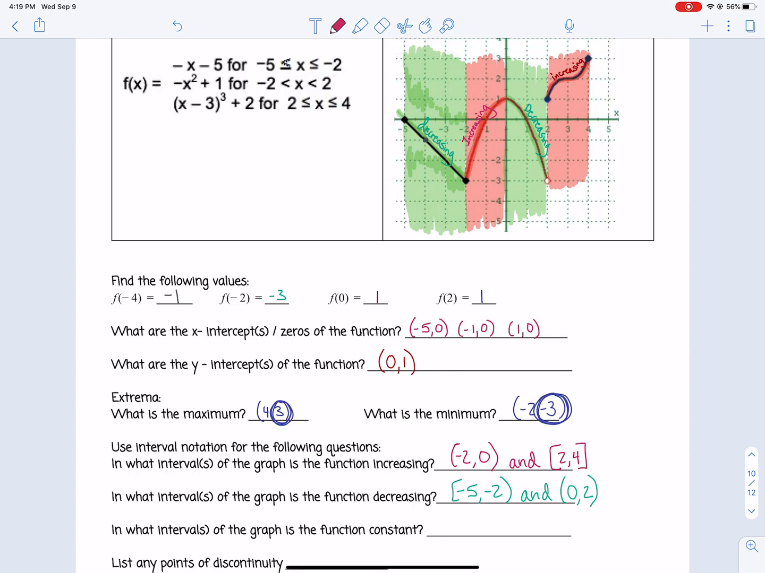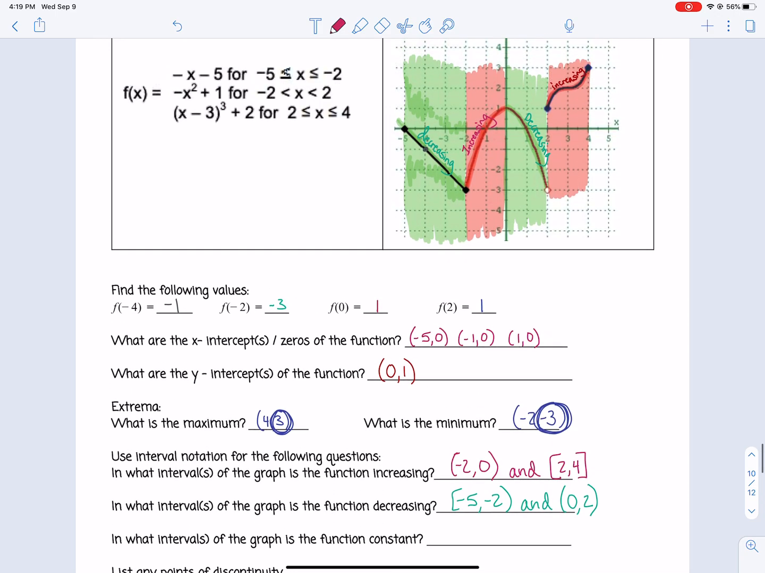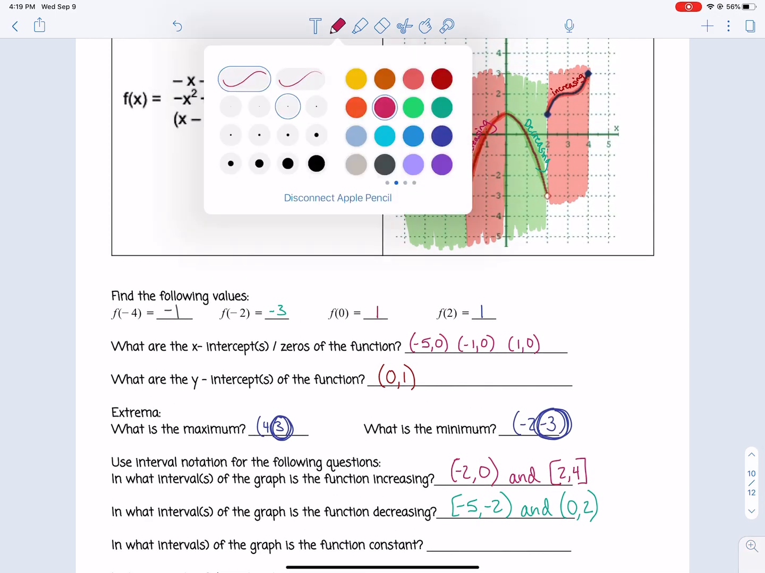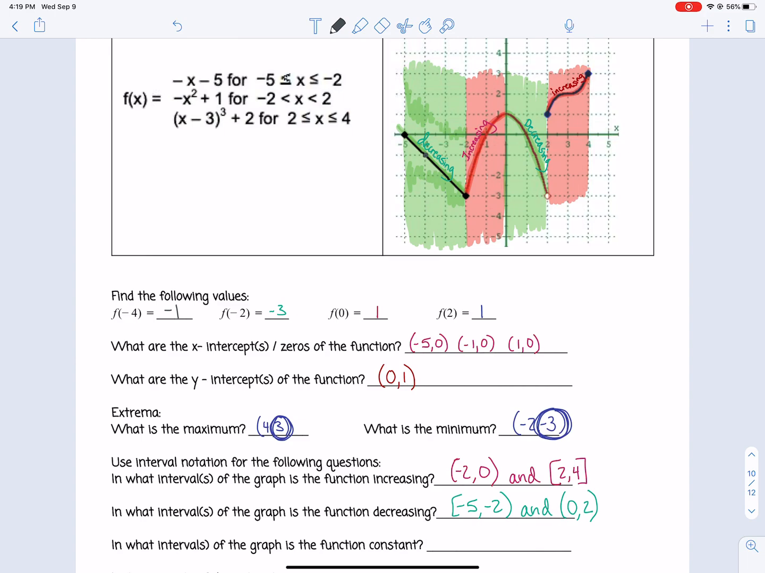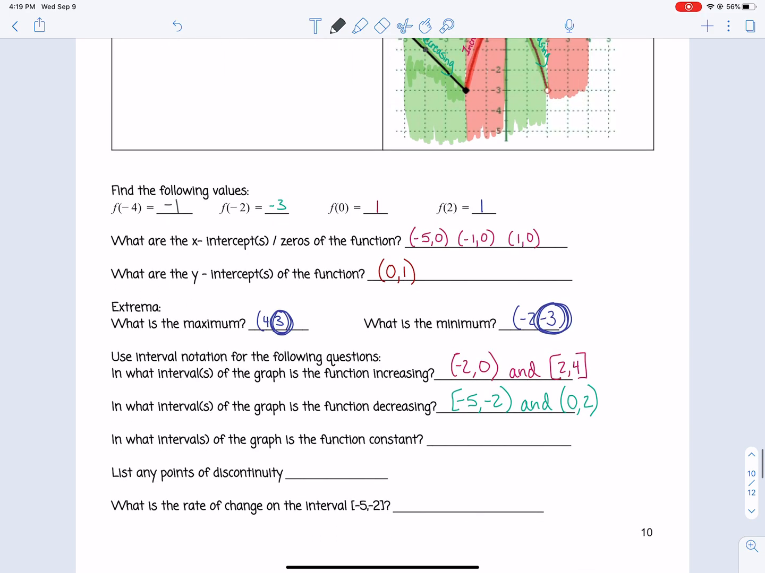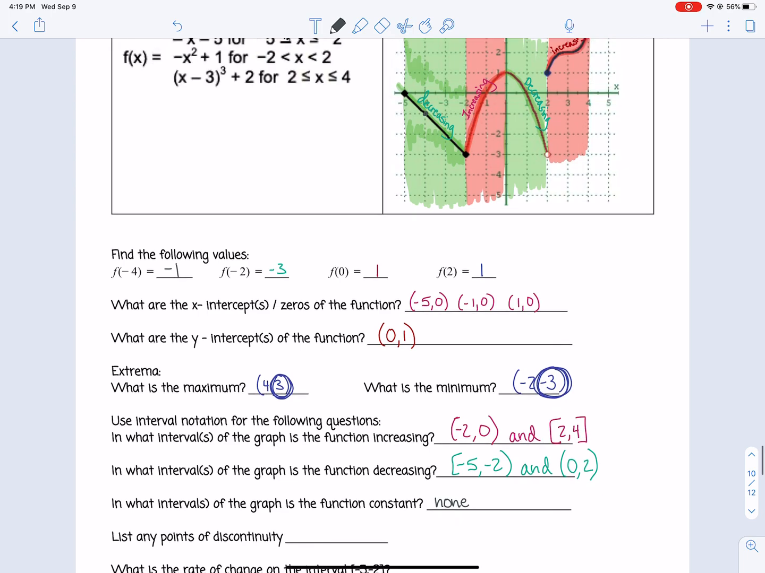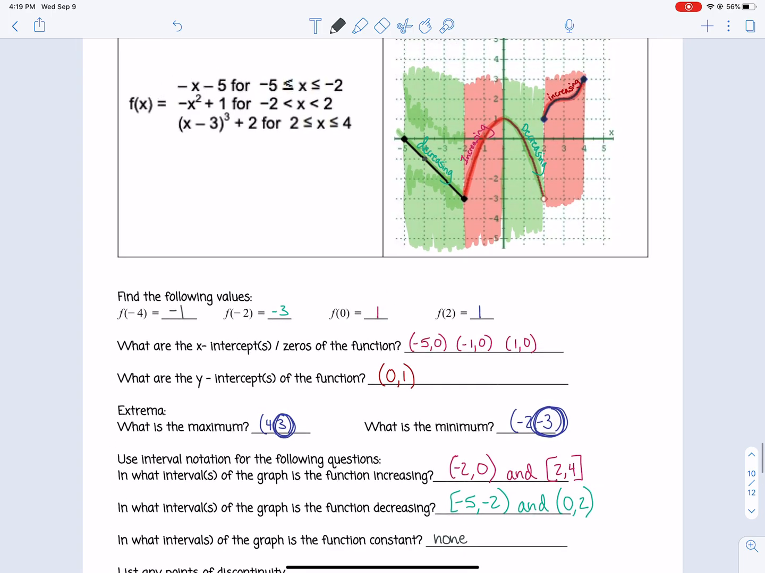And then it says, in what intervals of the graph is the function constant? In this case, we actually had no intervals that were constant because there were no areas of the graph that looked like they were just flat. So let's write none, and then list any points of discontinuity. So any points on the graph that are not defined from the beginning to the end of our graph. And so if you look at the graph, there's no, let me erase some of this extra stuff now, and then we'll talk.